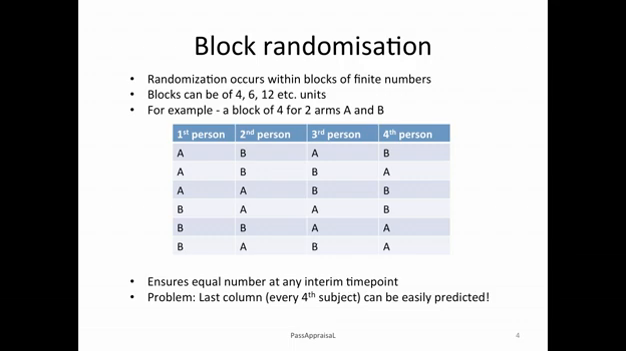So, block randomization is often used in randomized controlled trials where you want to ensure that if the trial stops in the middle, you will have equal number of subjects allocated in both arms.